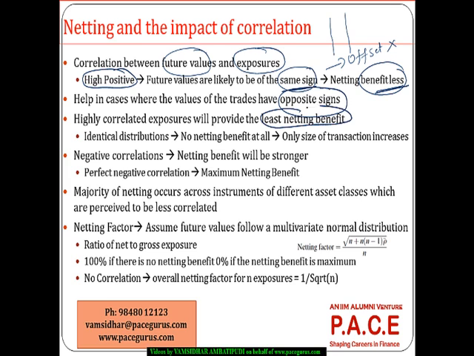And for the highly correlated case at plus 1, the netting benefit was only 1, whereas in the case of minus 1, the netting benefit was plus 8. So when they are highly correlated, the netting benefit is the least, and the reverse also happens. If they are identical distributions, with the correlation very close to 1, the netting benefit does not come in at all. Only the size of the transaction increases.